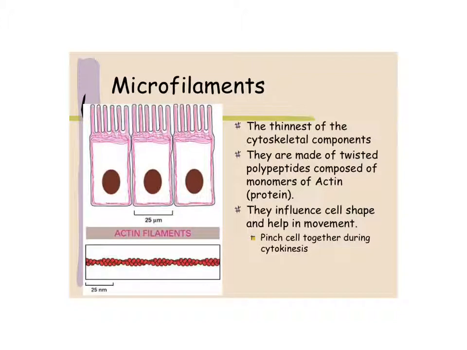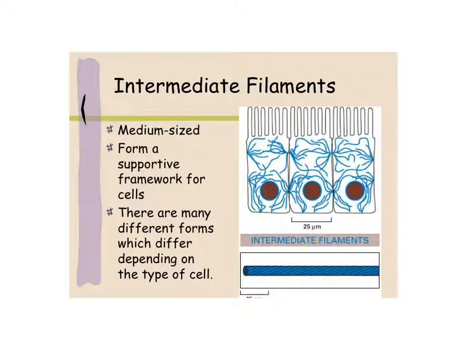One of the things that they do is during cytokinesis, which is cells dividing, animal cells dividing, they actually pull the cell together in the center, which pinches it off and forms two new cells. You can see that the microfilaments are at the exterior part of the cell, and they're involved in giving the cell its shape.